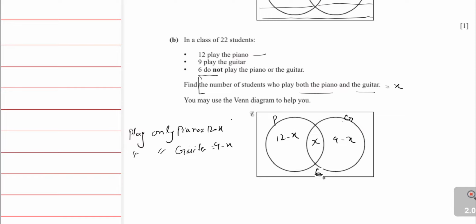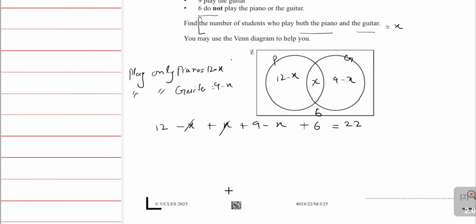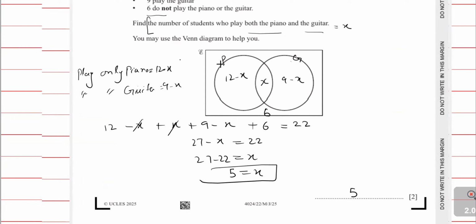We mark 6 here. And we will add all these values, 12 minus X, plus 9 minus X, plus 6. All these values equal to 22 because here are total 22 students. Therefore, X would be cancelled and we can write this 12 plus 9 plus 6. This is 27 minus X equal to 22. And we can write this X equal to 27 minus 22 and X will be equal to 5. Therefore, the number of students who both play piano and guitar are 5 students. This is the answer.